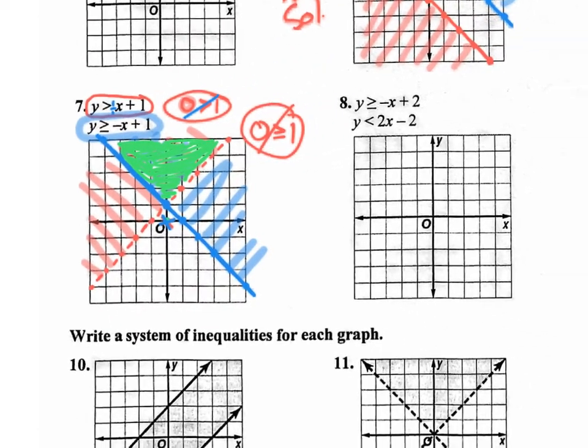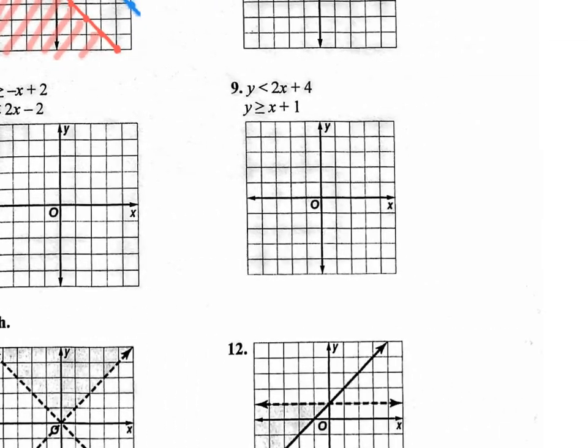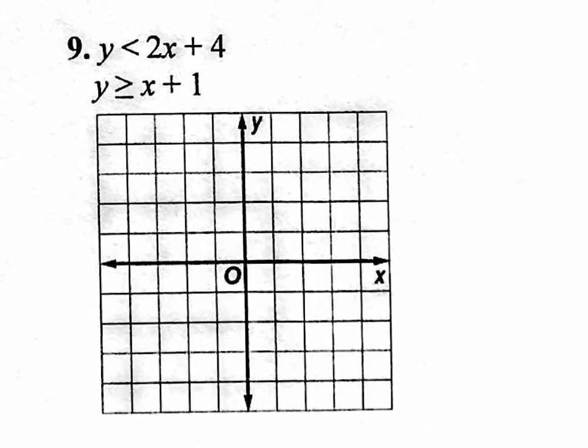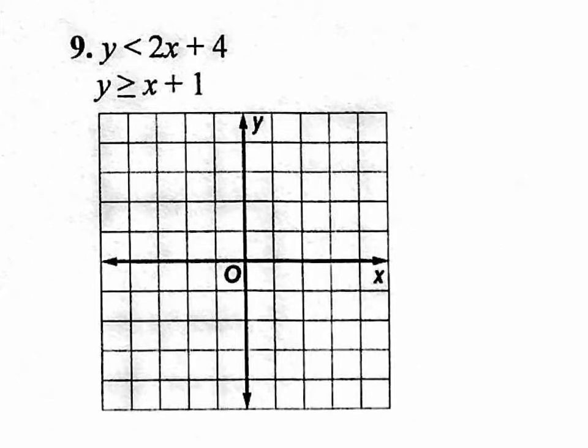Let me do another one. Number 9. Top, I want to go in red. So the top one, it crosses the y-axis at 4. 1, 2, 3, 4 right here. From that point, I look at my slope, which is up 2 over 1. But if I go up 2, I'll be off the graph over 1. I'm going to put the dot there anyway, up 2 over 1.